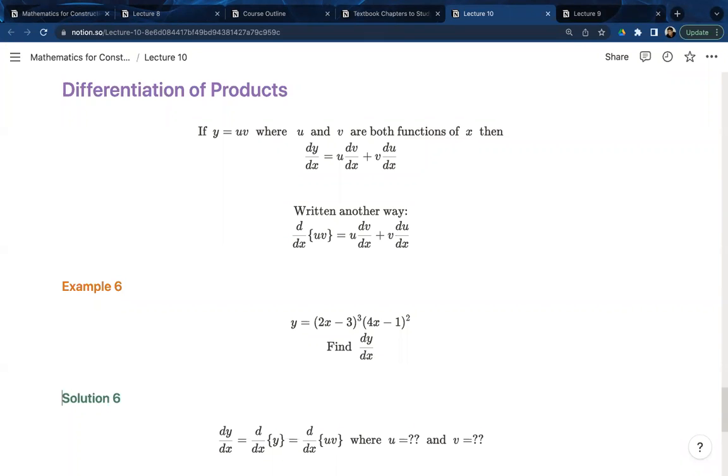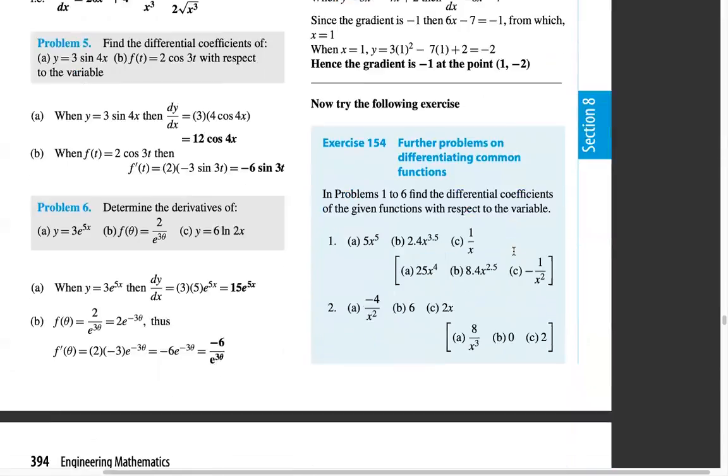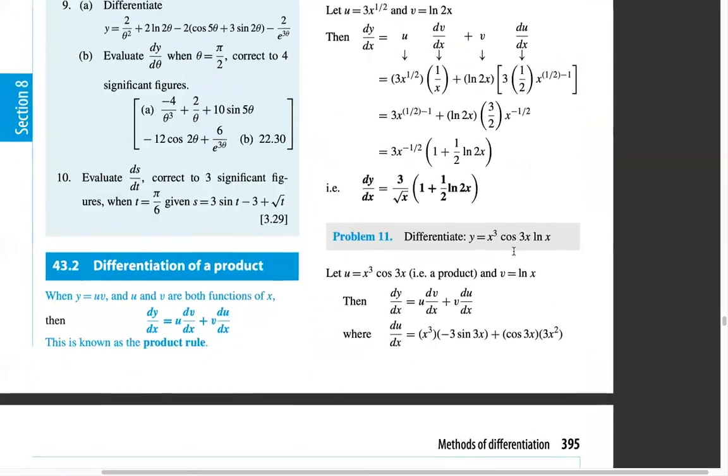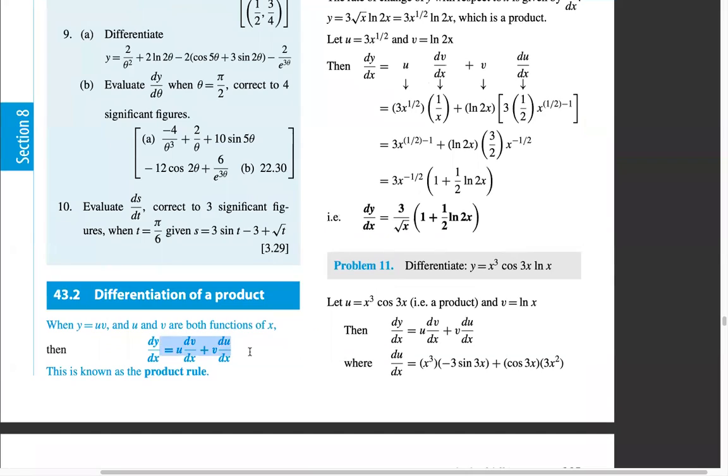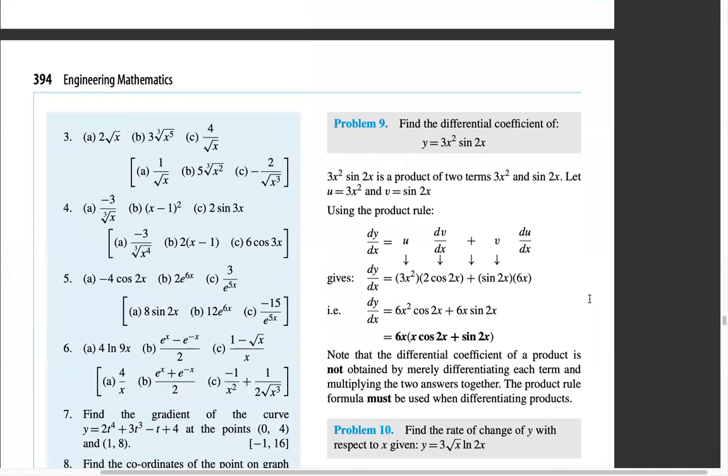We want to talk about some techniques of differentiation, okay? First of all, how you differentiate products, right? To differentiate a product, we have something called the product rule. So the book actually goes into it in the methods of differentiation. See here, we have a product rule, where the original function can be expressed as the product of 2 functions, right?